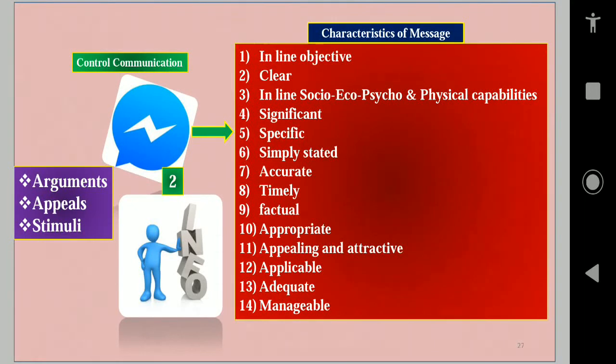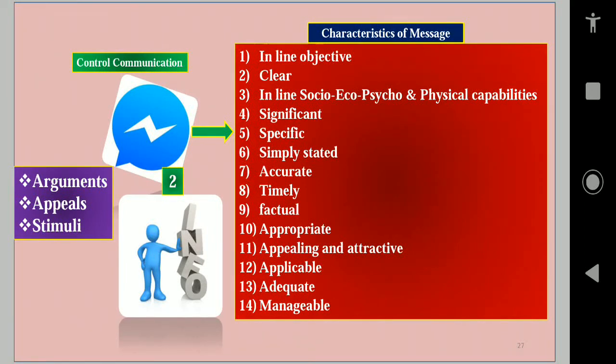And it should be significant. Message should be significant economically, socially or aesthetically to the needs, interests and values of the audience. Then specific, no irrelevant material should be there. It should be simply stated, covering few pertinent points at a time. Then accurate: the message should be accurate, scientifically sound, factual and current. Then timely, especially when seasonal factors are important and issues are current.